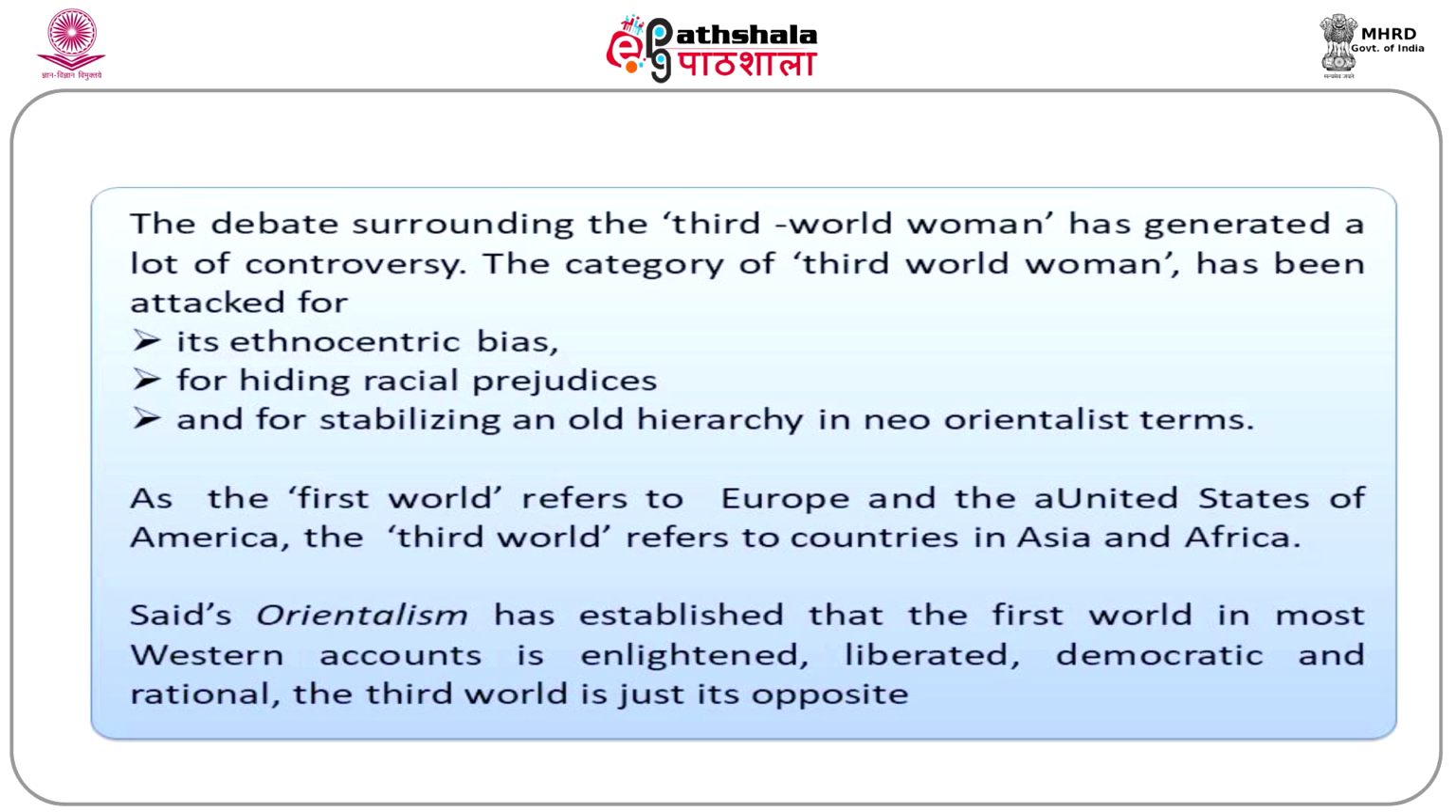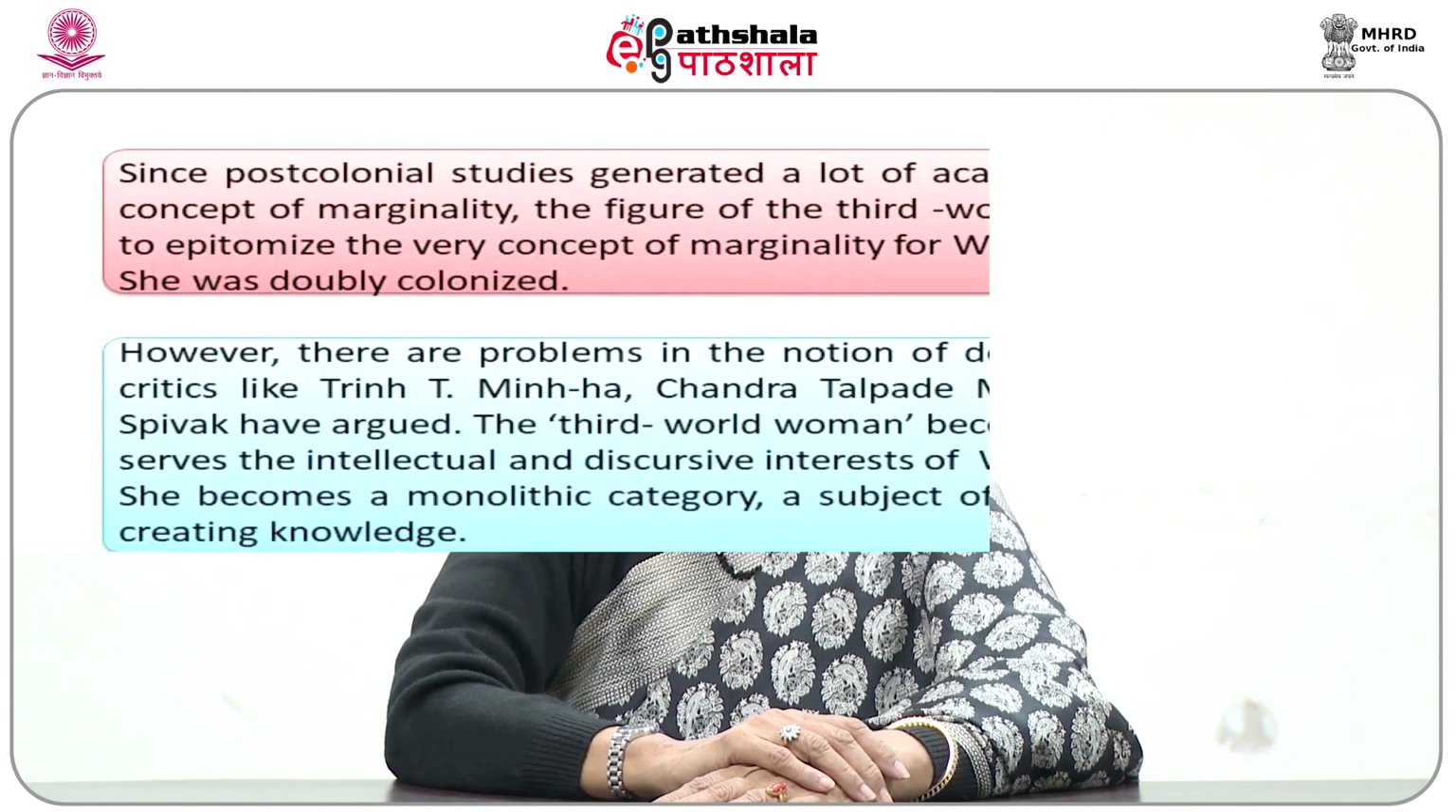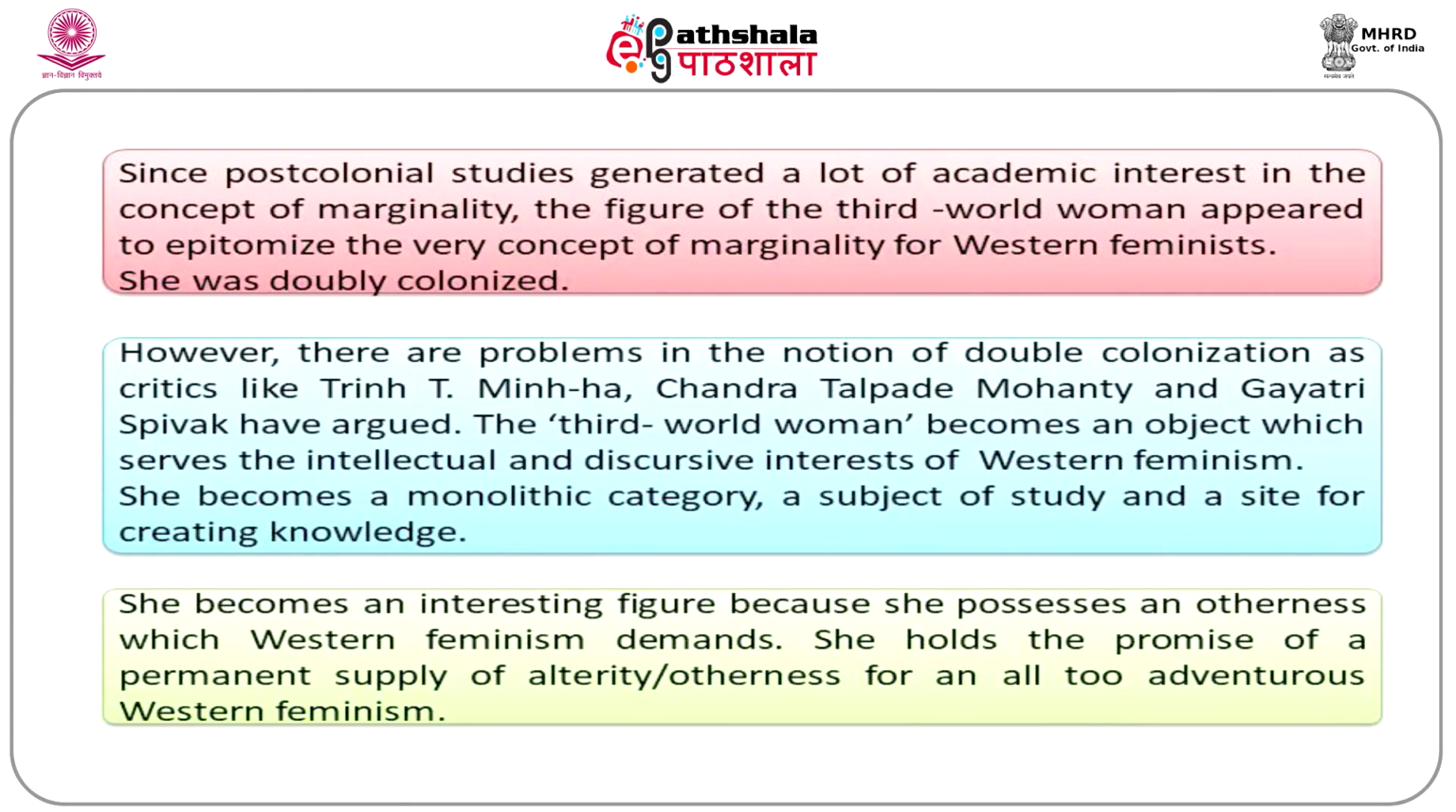Said's Orientalism has established that the First World, in most Western accounts, is enlightened, liberated, democratic, and rational, and the Third World is just its opposite. Since postcolonial studies generated a lot of academic interest in the concept of marginality, the figure of the Third World woman appeared to epitomize the very concept of marginality for Western feminists. She was doubly colonized.